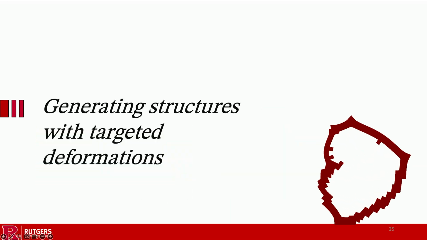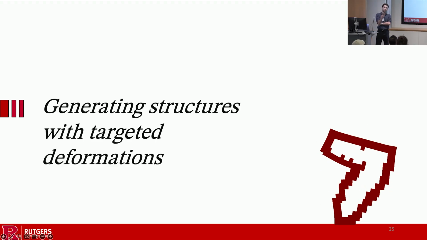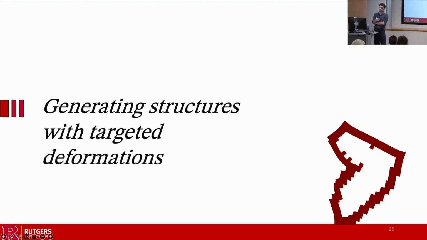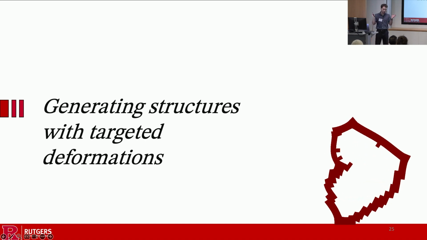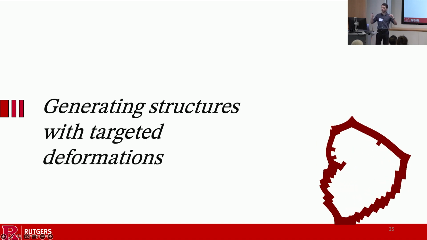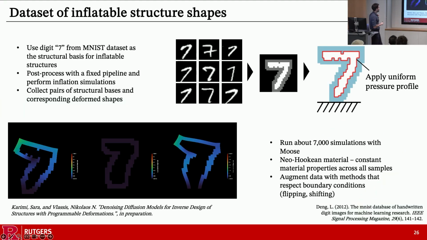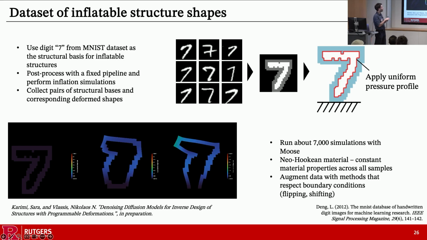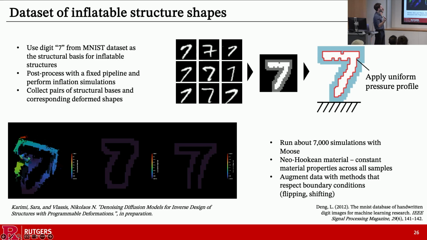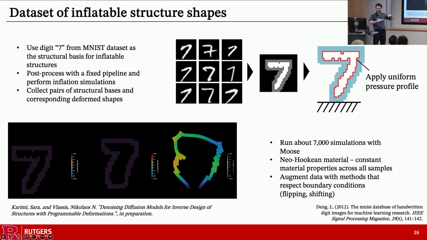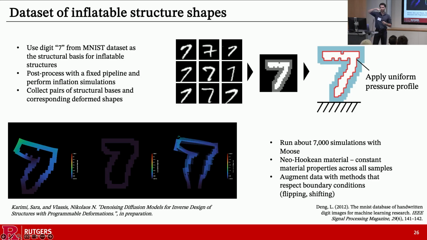Okay, so we don't necessarily always want to design structures just based on their constitutive behavior. We may want to design structures that when we deform them a specific way, when we apply boundary conditions a specific way, they get a specific deformed shape. So here, we generate yet another synthetic dataset. We start from the number 7 of the MNIST dataset and perform, okay, it's freaking out, cool. You kind of get the point. We perform a lot of inflation simulations. Okay, think of balloons.